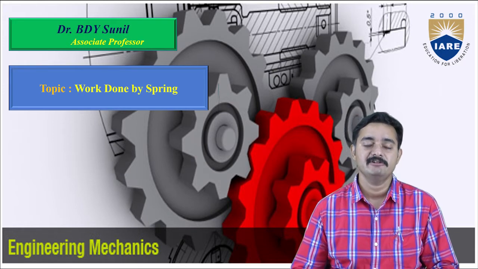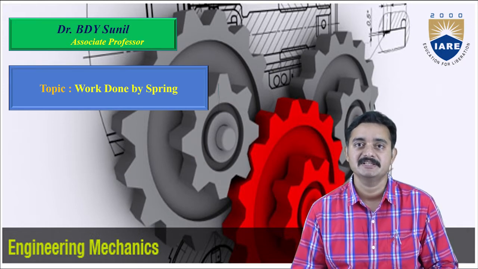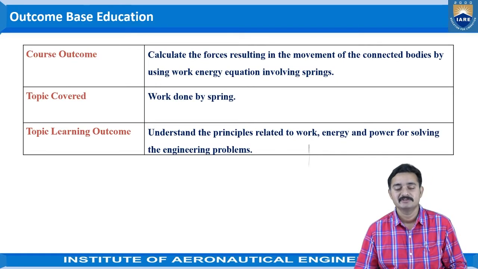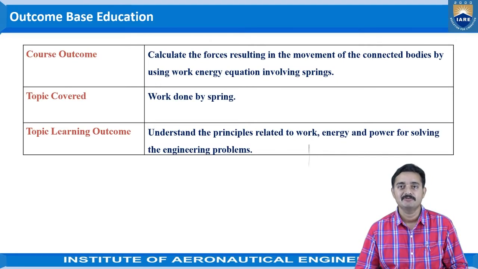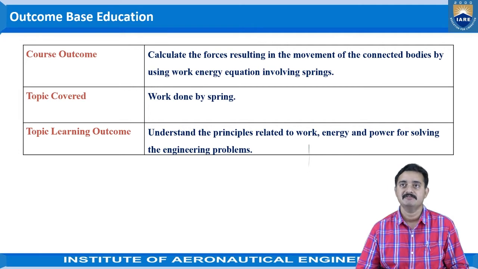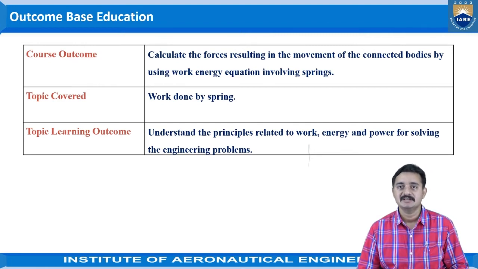In this session, we will be learning about the work done by spring. The course outcome of this session would be to calculate the forces resulting in the movement of the connected bodies by using work energy equation involving springs. The topic covered would be work done by the springs. And the topic learning outcome would be to understand the principles related to the work, energy and power for solving the engineering problems.